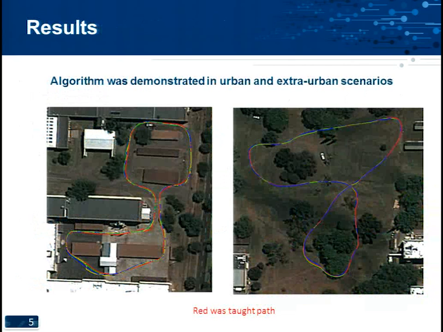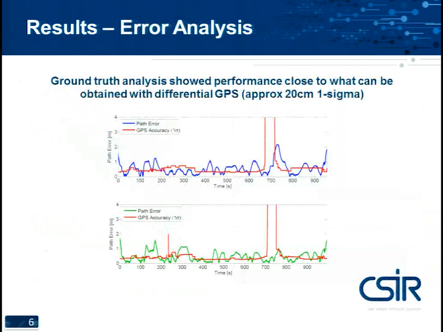We demonstrated the algorithm in both urban and extra-urban scenarios with path lengths of around about 400 meters or a quarter mile. The red path in those images represents a taut path, and the other colors are successive repeats. The ground truth was provided by a differential GPS system. If we have a look at the actual results or the error of each of the path following runs, we have the blue and green paths indicating the path error, and the red representing the 1 sigma GPS accuracy. From this, you can basically infer that the accuracy of the system is roughly on the same order of magnitude as differential GPS.